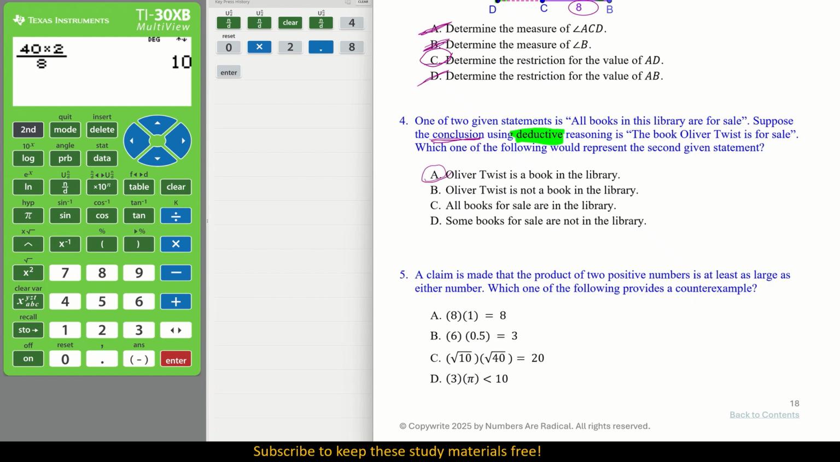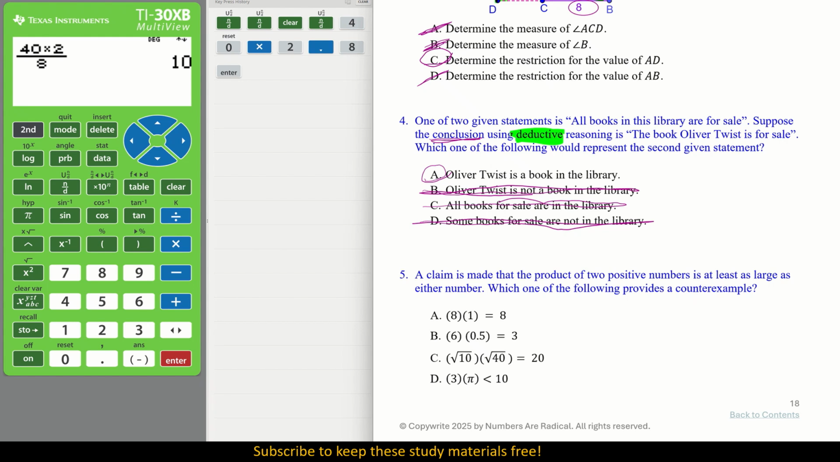But let's keep reading. B. Oliver Twist is not a book in the library. That's a contradiction. So that's not what they want us to do right now. C. All books for sale are in the library. That doesn't help us. Isn't that just the same as all books in the library are for sale? So that's not helping. D. Some books for sale are not in the library. That doesn't help us either. That's a different conclusion. So the only reasonable answer was A.